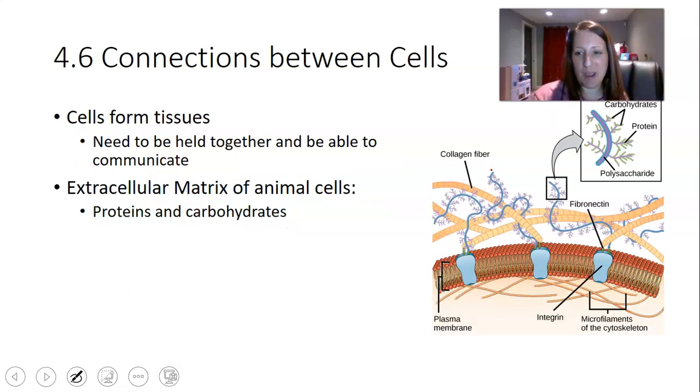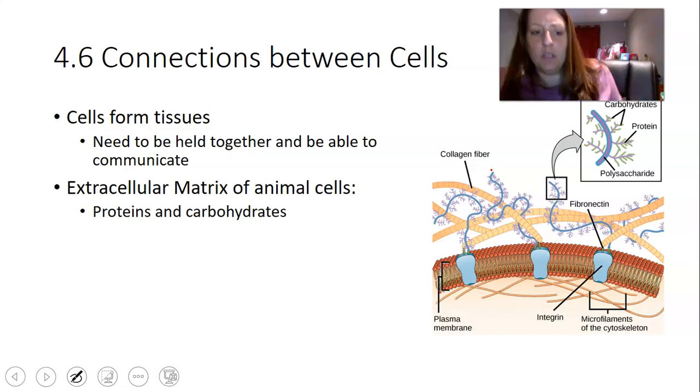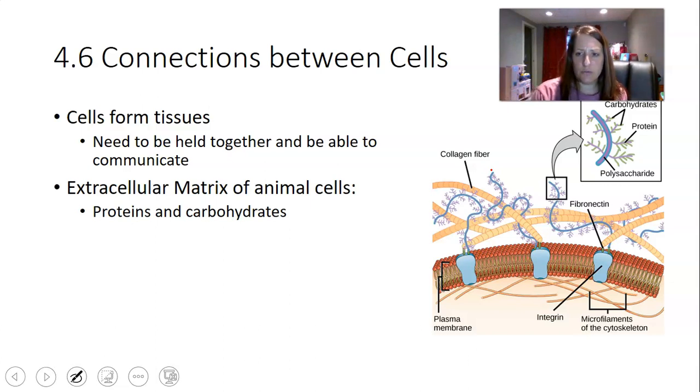Okay, last section of the chapter. Thank goodness, this is a long one. So connections between cells. So we know that in multicellular organisms, cells will come together to form tissues. Okay, and in tissues, these cells sometimes are very close together, sometimes spaced out a little bit, but they need to be able to communicate with each other. In animals, we have something called the extracellular matrix that will be formed by cells outside, to the exterior of the cell, and it'll be composed of both proteins and carbohydrates. So that's what's being shown here in this picture.